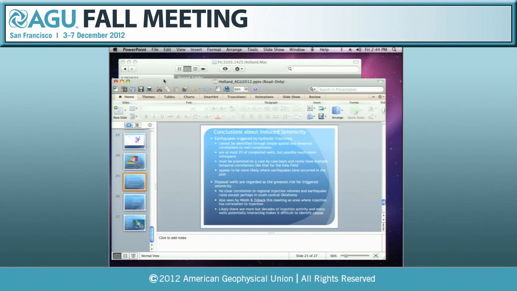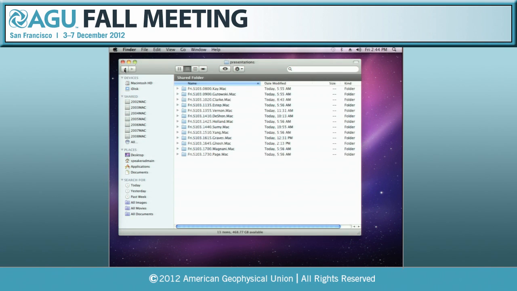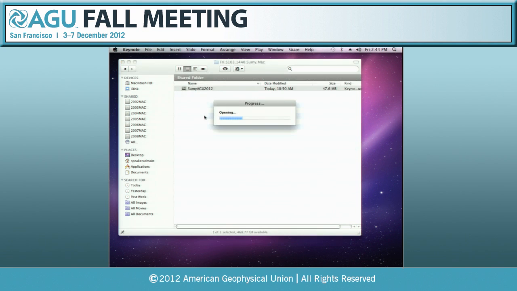Okay, thank you. So our next talk is going to be presented by Daniel Sumi, Coulomb stress modeling of the 2011 magnitude 5.7 Oklahoma earthquake sequence.